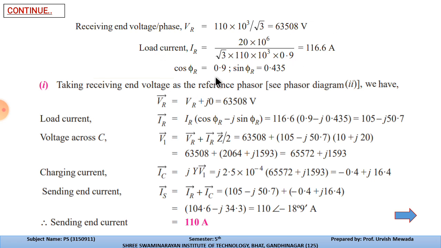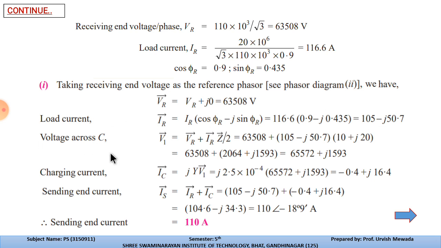Now the cos phi r is 0.9, so from that we can determine the sin phi r. Now taking the receiving end voltage as a reference, as we already discussed in the phasor diagram, VR is at angle 0, so VR is 63,508 plus J0 volt. And now the load current IR has two components, cos phi r minus J sin phi r. So by placing the value of cos phi r and J sin phi r, we get the value of IR, that is 105 minus J 50.7.